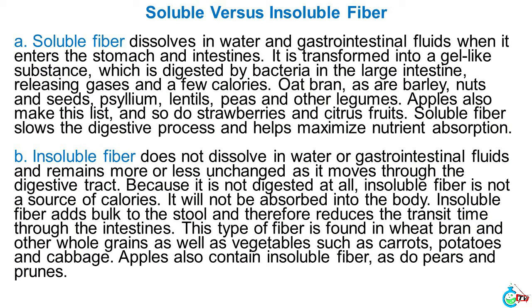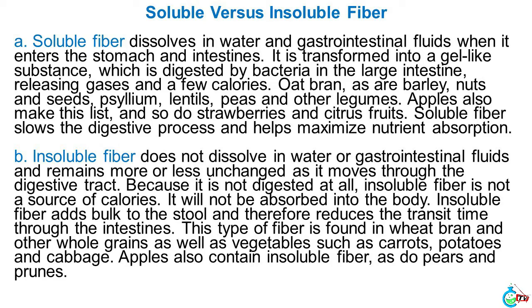Soluble versus insoluble fiber. A. Soluble fiber dissolves in water and gastrointestinal fluids when it enters the stomach and intestines. It is transformed into a gel-like substance, which is digested by bacteria in the large intestine, releasing gases and a few calories. Sources include oat bran, barley, nuts and seeds, psyllium, lentils, peas and other legumes. Apples also make this list, and so do strawberries and citrus fruits. Soluble fiber slows the digestive process and helps maximize nutrient absorption.